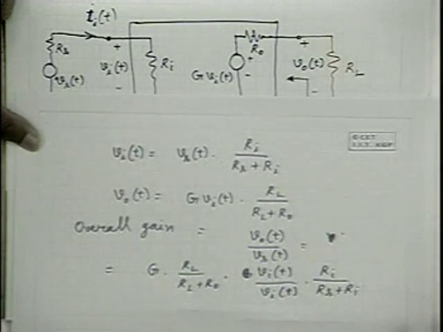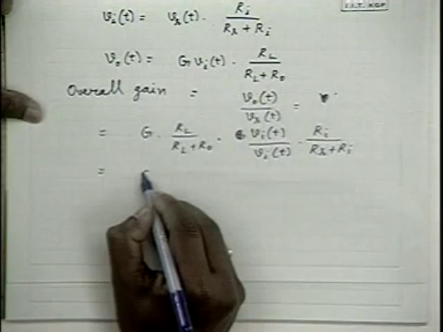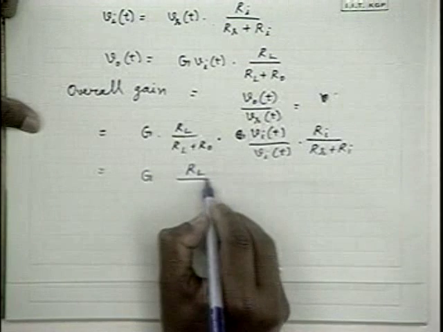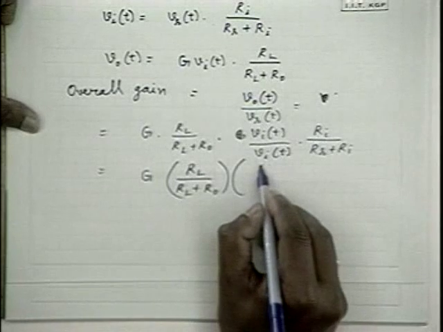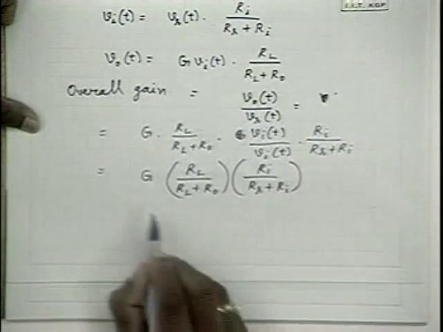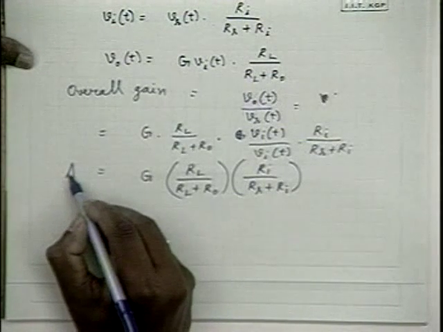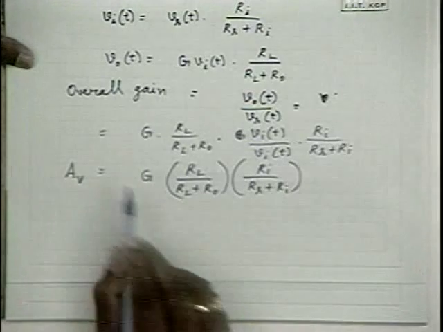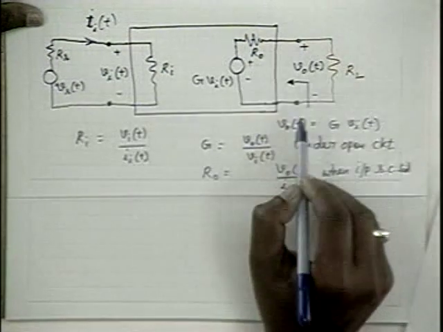Ri. Hence, the overall gain is going to be the gain of the amplifier itself under open circuit output multiplied by these two ratios. So these two ratios give the overall gain of the amplifier. Let me use the symbol AV here, to indicate voltage gain. This is because of the division here and the division here.